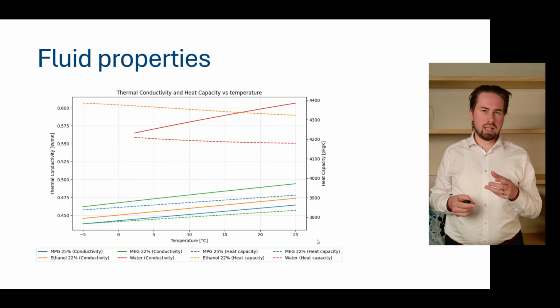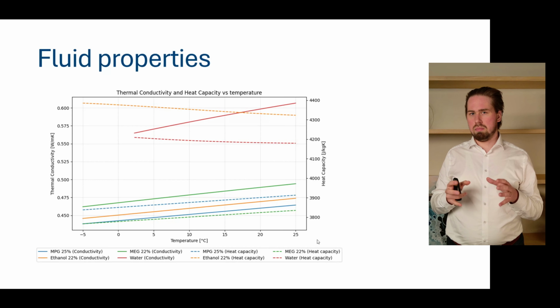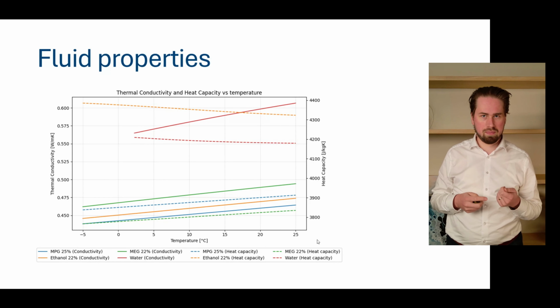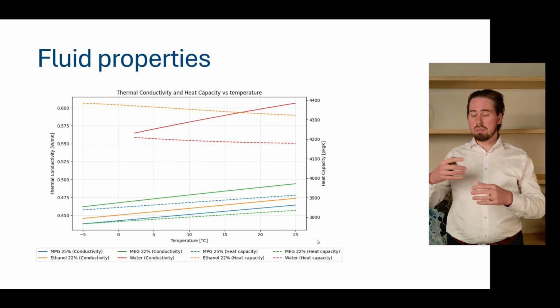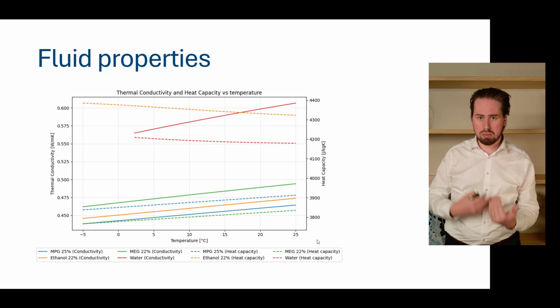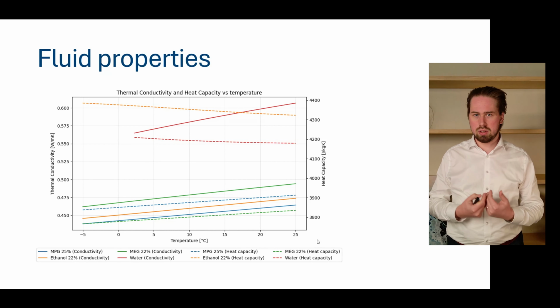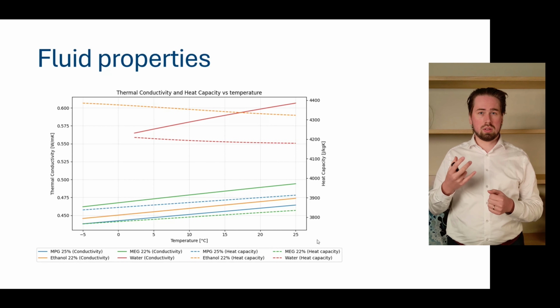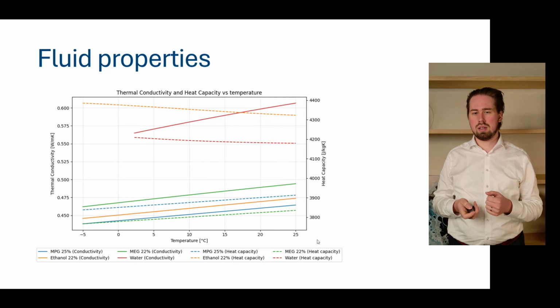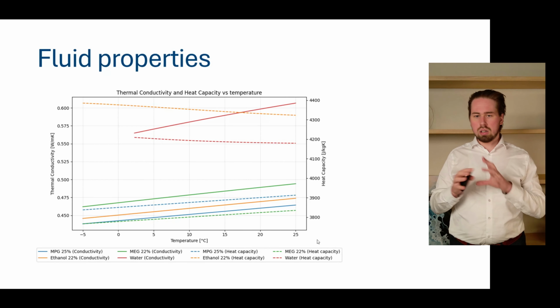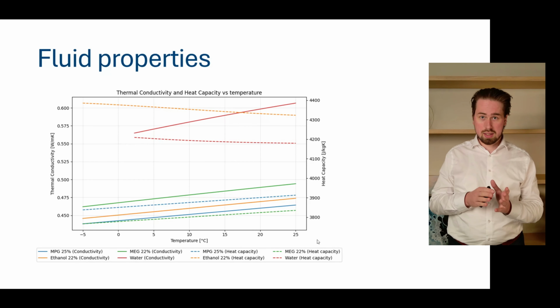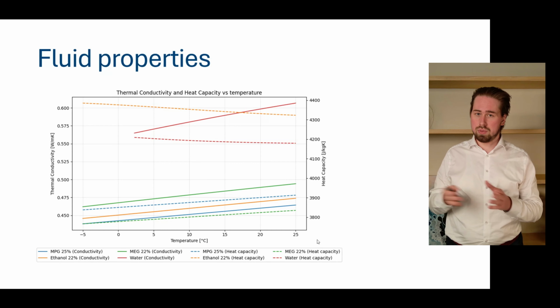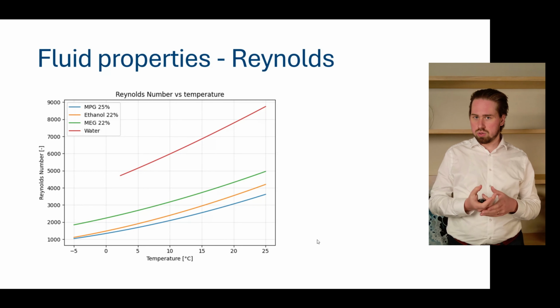Of course, we do not care about fluid properties themselves, but these fluid properties are used to calculate the Reynolds number. Perhaps you recall the Reynolds number: it told us something about the flow regime, whether we're laminar or turbulent, and it was a really important parameter when we talked about the effective borehole thermal resistance. So if we now take all these different lines into account and we calculate how the Reynolds number changes with temperature, we get this graph.